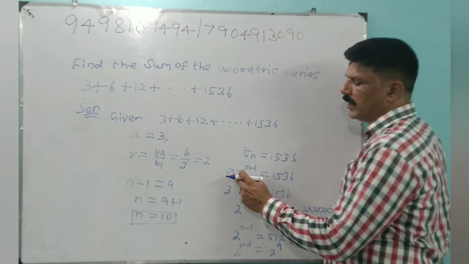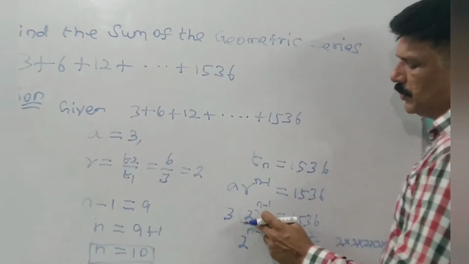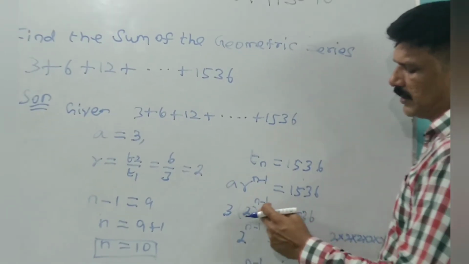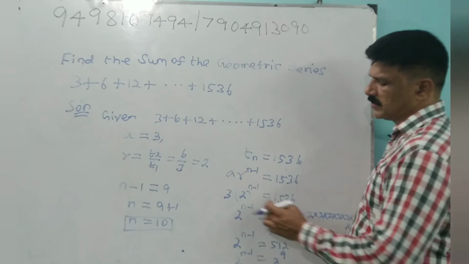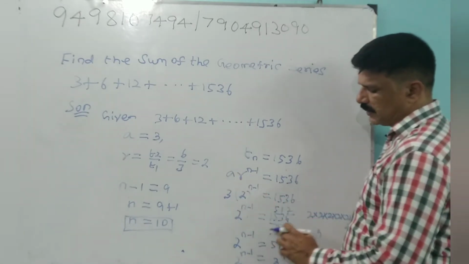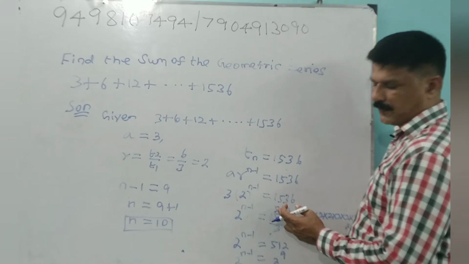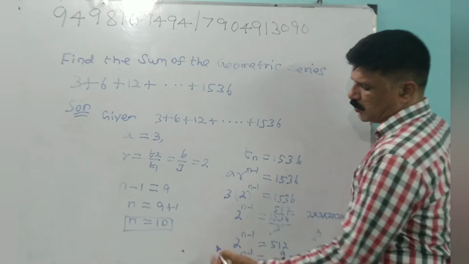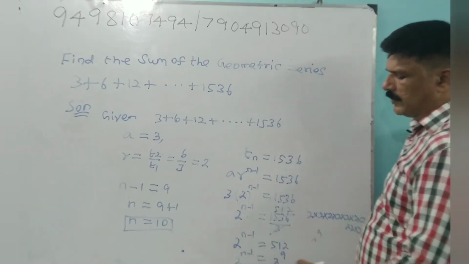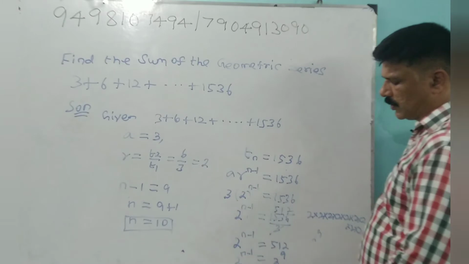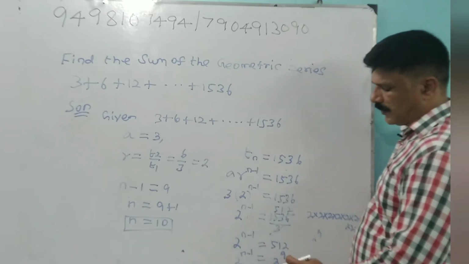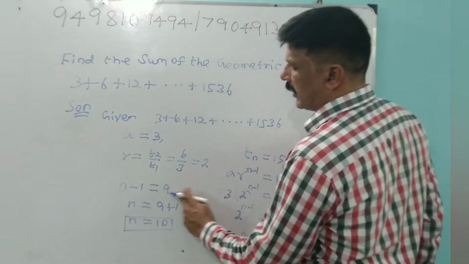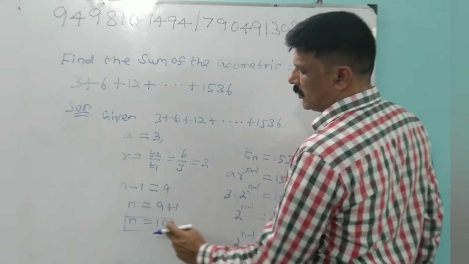Next substitute the value of a equal to 3, r equal to 2, 2 power n minus 1 equal to 1536. Next step, 2 power n minus 1 equal to 1536 divided by 3. When we cancel that, 3 ones are 3, 3 5s are 15, 3 ones are 3, 3 2s are 6. Next step, 2 power n minus 1 equal to 512, we can write 2 power 9. Here the bases are same, the powers are also same. So n minus 1 equal to 9, n equal to 9 plus 1, n equal to 10.